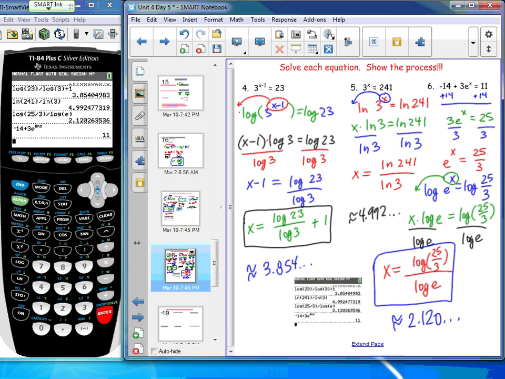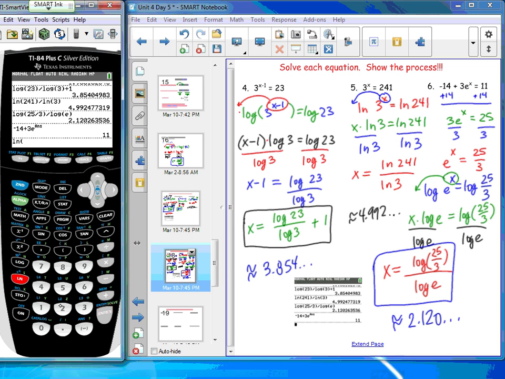Even though I used common logs, let's see what ln of 25/3 is. What do you suppose ln of 25/3 is? I bet it's about 2.120. Can I see that? That's pretty bomb. Nice job.